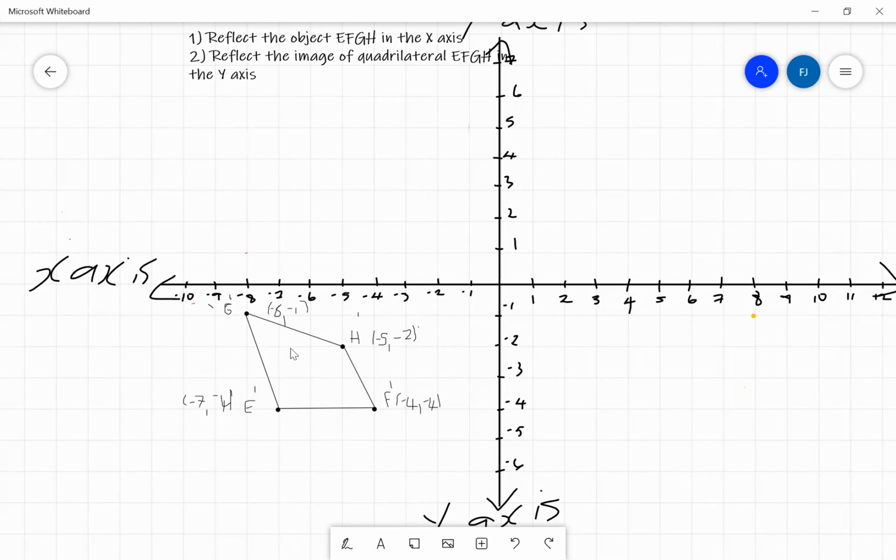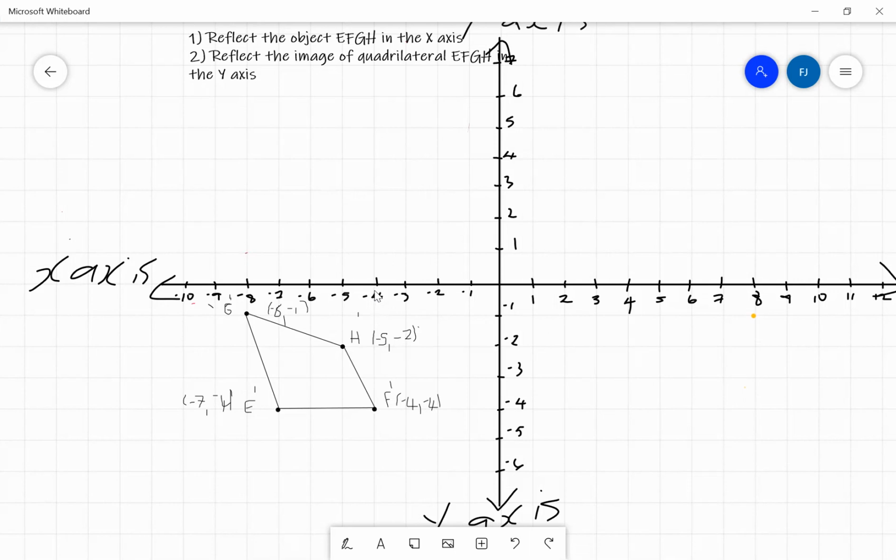But just to be clear, the coordinates of point G are -8, -1, because if we trace point G to the x-axis, we'll get -8, and if we trace it across to the y-axis, we'll get -1. Point H has coordinates -5, -2. If we trace point H to the x-axis, we'll get -5, and to the y-axis, we'll get -2.